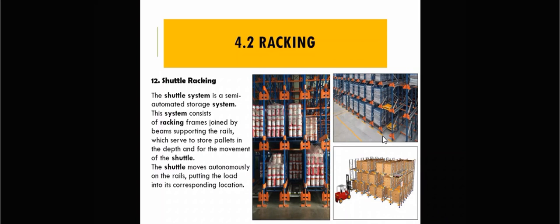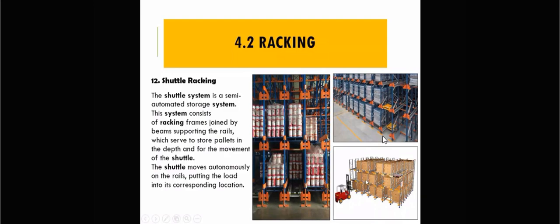Sistem ni terdiri daripada rangka rak ni yang kita sambungkan menerusi beam lah untuk menyokong rail-rail tadi. Okey, tujuan dia apa adalah untuk menyimpan pallet ni kat dalam dan juga pergerakan shuttle ni tadi. The shuttle moves autonomously on the rails, putting the load into its corresponding location. This is how it looks, shuttle racking.